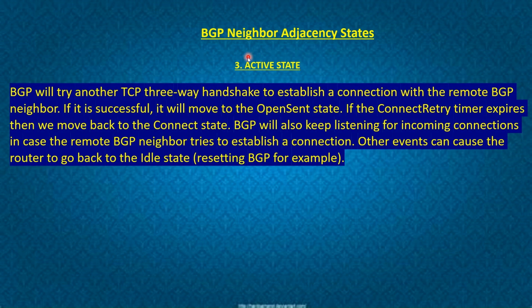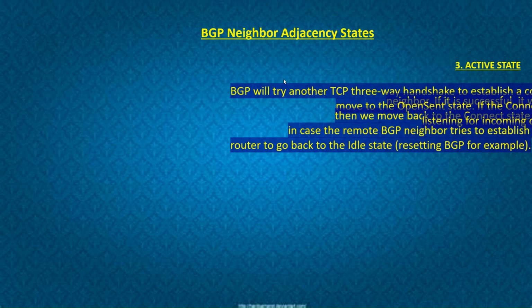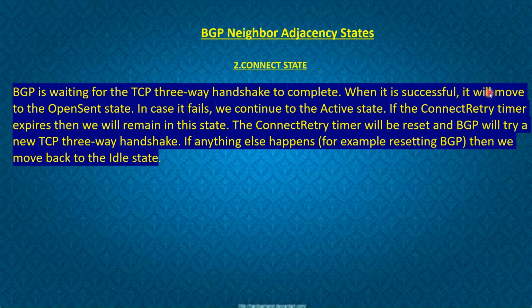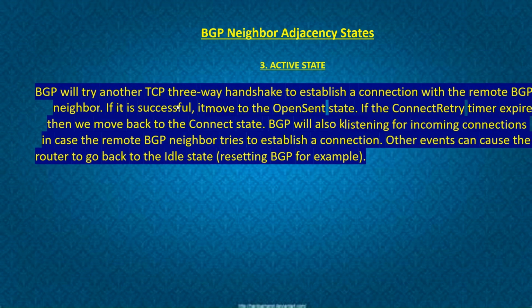So we reach the active state when the connect state has failed. In the connect state, if it fails, then it will go to the active state. Okay, so what happens in the active state?